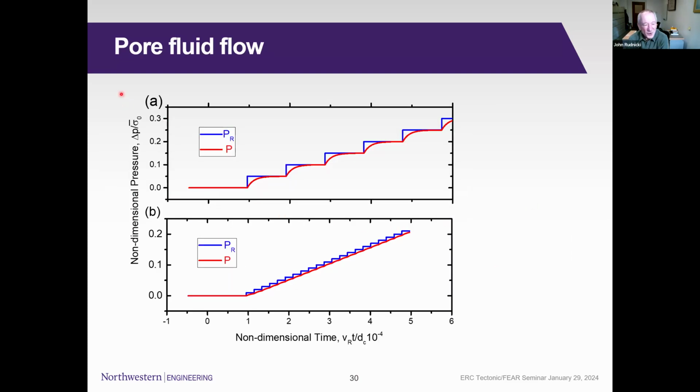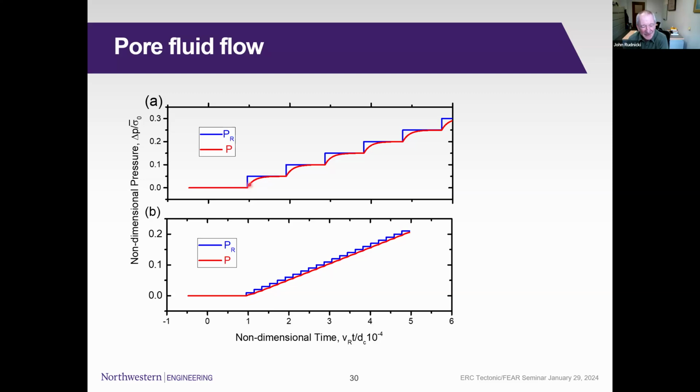So this is the pore fluid flow. The blue is the reservoir pore pressure, and the red here is the calculated pore pressure using a value of the permeability that's roughly the same as in the experiment. We had to choose it as slightly less to get a reasonable agreement with what they show in the experiment.